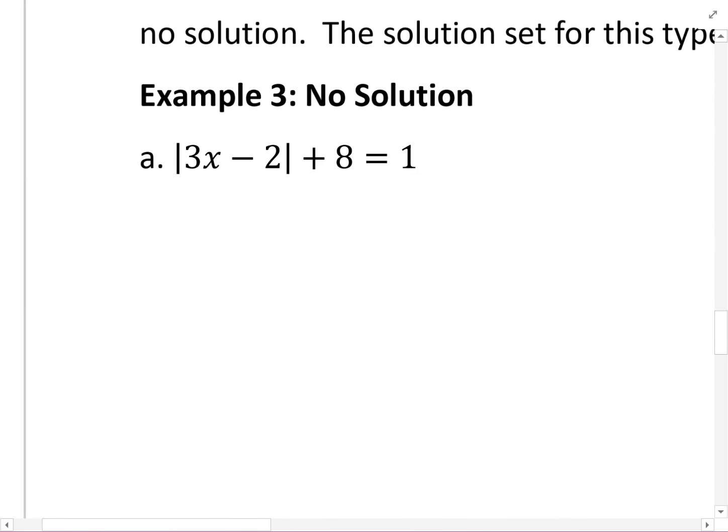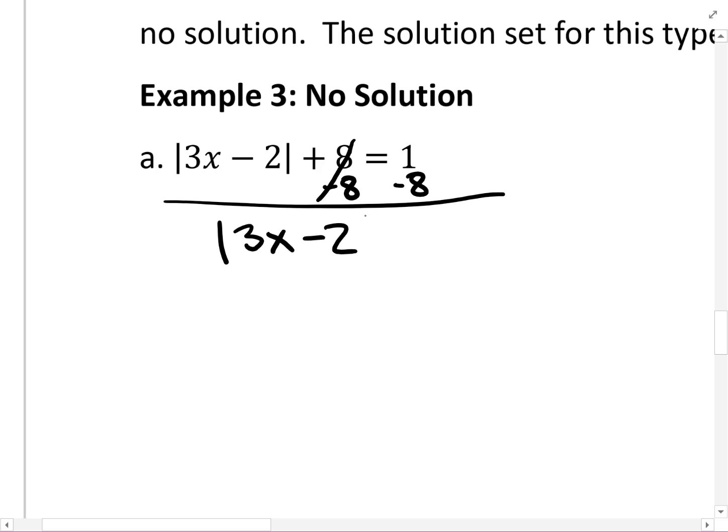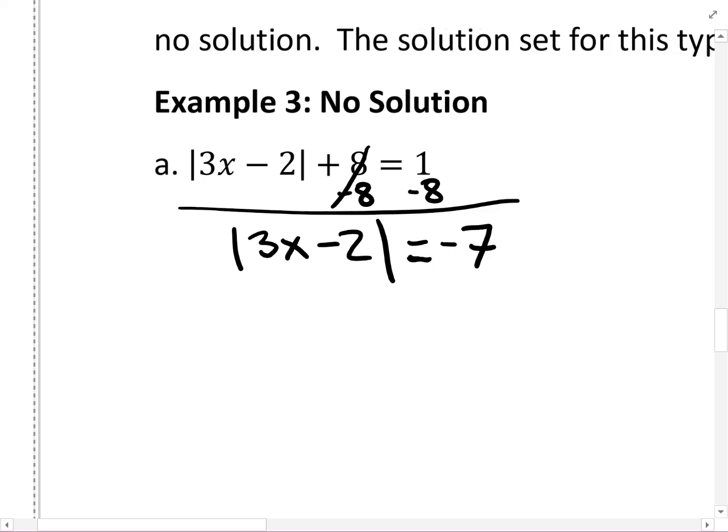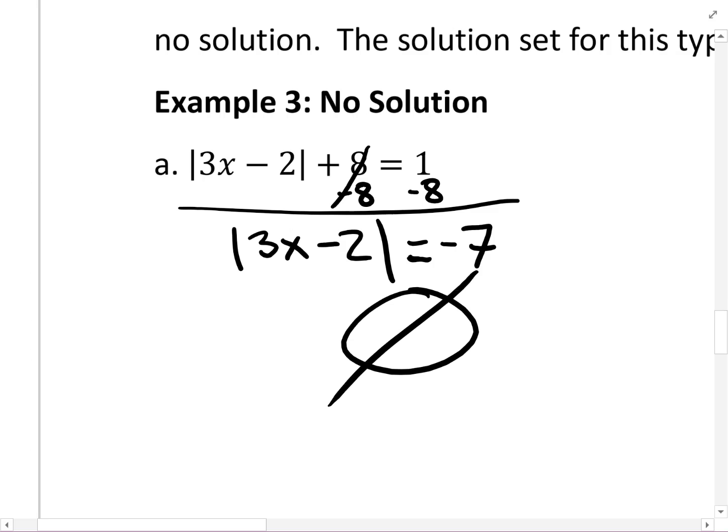Example 3, do we have that? No, it's equal to a positive 1. So here goes. We solve so the absolute value is by itself. Subtract 8 on both sides. Absolute value of 3x minus 2 equals negative 7. And hey, now it's an impossible equation. Absolute value can't be any negative number. So we're done, but you can't leave your answer like this. To get credit, you have to show that you concluded there is no solution. So draw a circle with a slash.